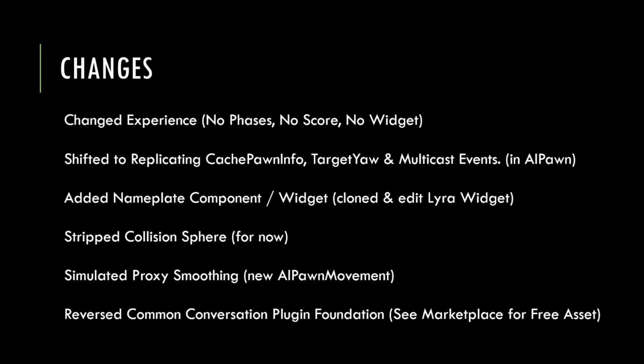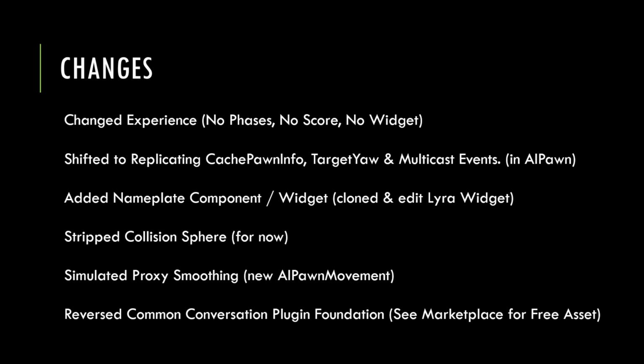We've since added our nameplate component, which allows us to optionally show a nameplate above an AI, whether it's for interacting, like a crafter or a quest giver, or for a mob, so with or without a health bar. We can talk through that in a few minutes. We stripped out the collision sphere. We're not using it, and none of our videos have used it so far. We do still intend to use it, but for cleanliness we just pulled it out for now, so it'll likely make its way back in later.